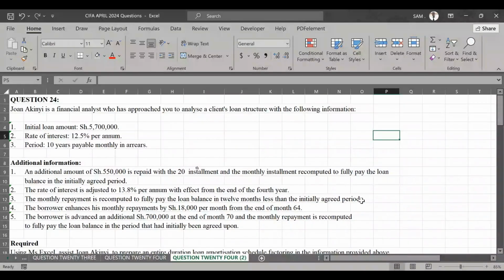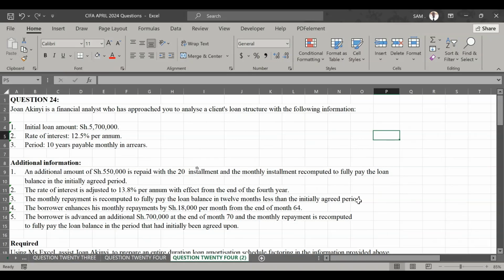Now, we have this question here. It is a question from a paper that is CIFA April 2024, question number 24. This question here is a very interesting one, ladies and gentlemen, and I would want us to get the details. I would want us to understand what the examiner really wants us to do. It is a very simple question.